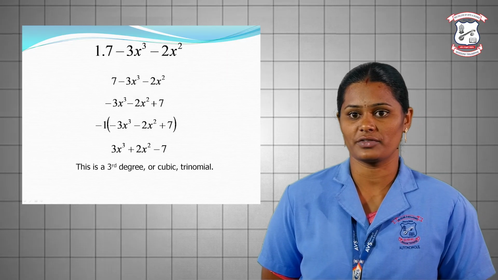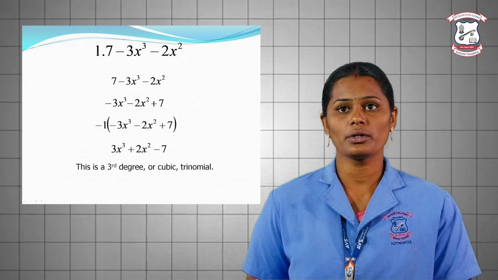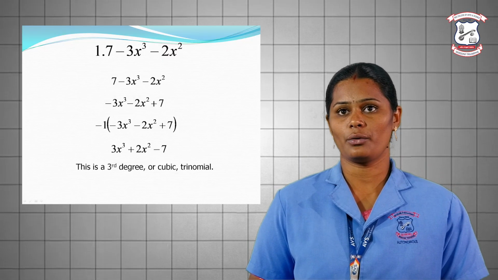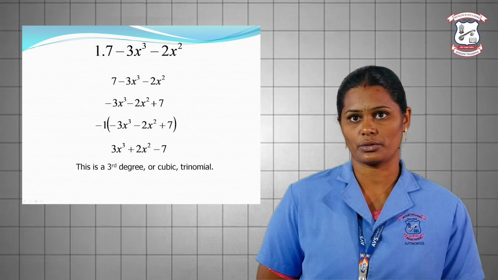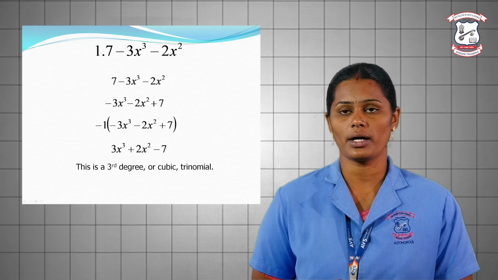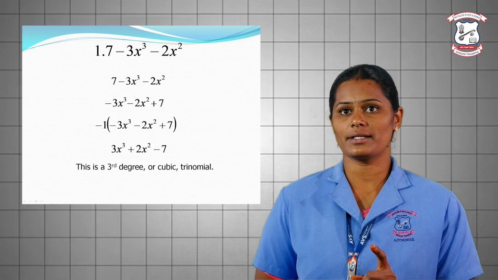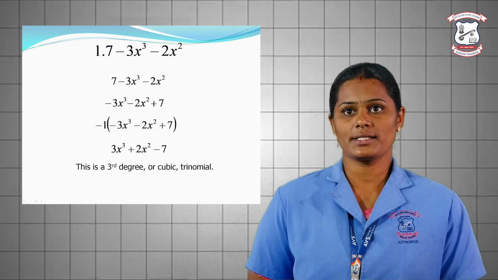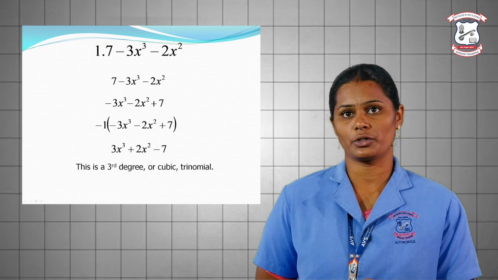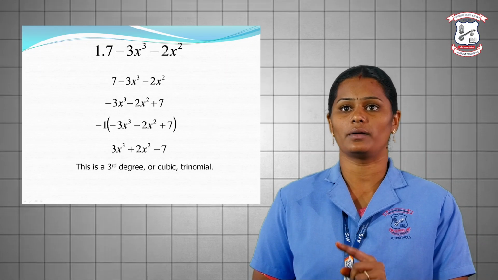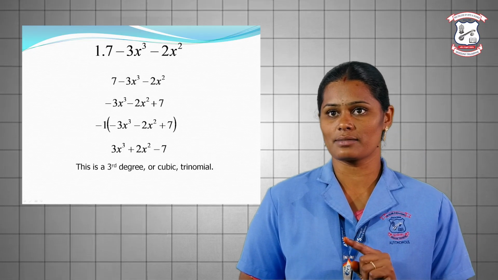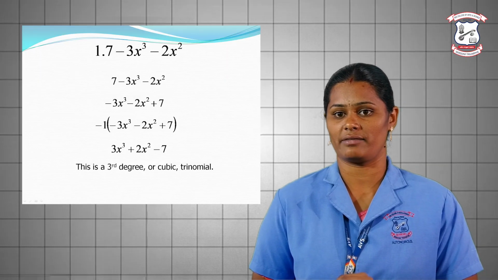But in the standard form of a polynomial, the first term is not negative. So we are going to change it to positive. How are we going to change it to positive? We are going to multiply the terms by minus 1, so that it changes into a positive integer. So see, we multiply by minus 1 now. Minus into minus 3x cube is plus 3x cube. And then again multiplying the second term by minus, we get plus 2x square. And the third term already has plus, so minus into plus is minus, so that becomes minus 7.